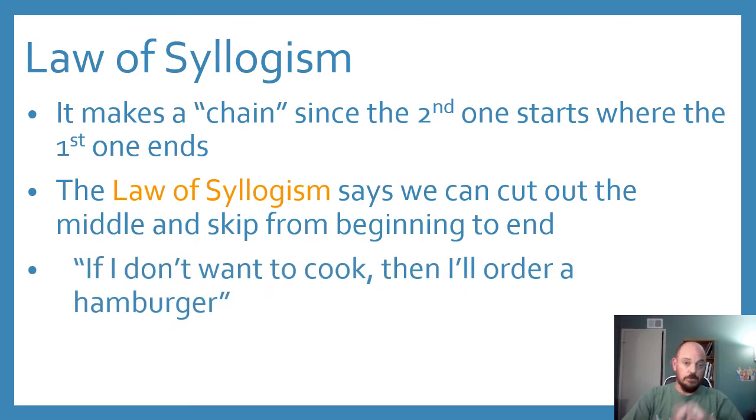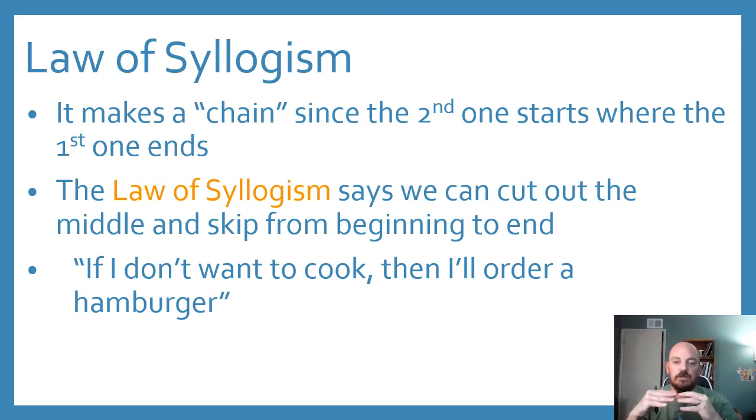So what I could do, instead of taking a lot of time to go through that middle part and saying to you guys, hey, guess what? I don't want to cook tonight, so I'm going to go to a restaurant. And I'm going to go to a restaurant and order a hamburger. I can skip that whole part in the middle about going to a restaurant. And I can just say, if I don't want to cook, I'm going to go order a hamburger. And that's how the law of syllogism works.